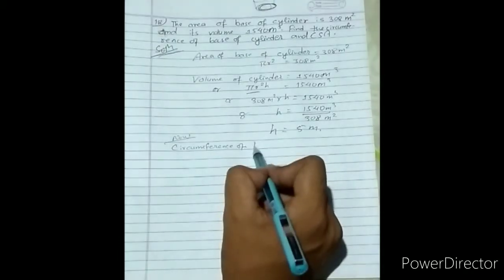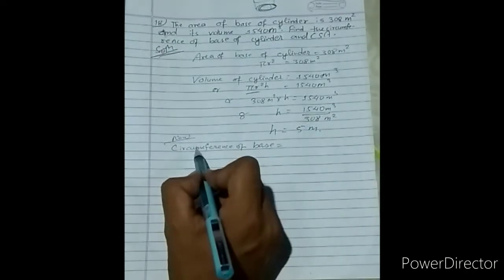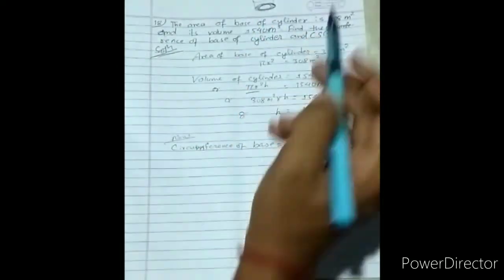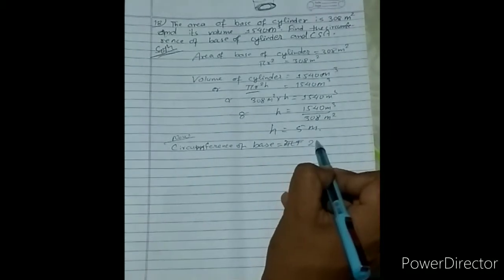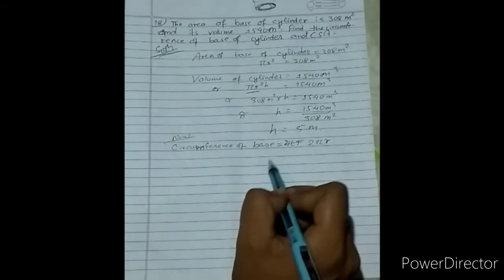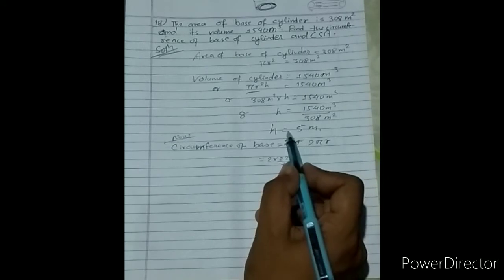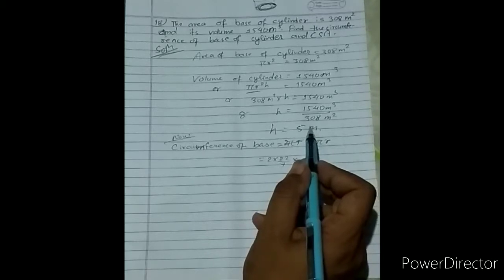Circumference of base means perimeter of base, that is 2 pi r. Circumference of base is 2 pi r. 2 into 22 by 7, but radius is not given, so you can find the radius first.